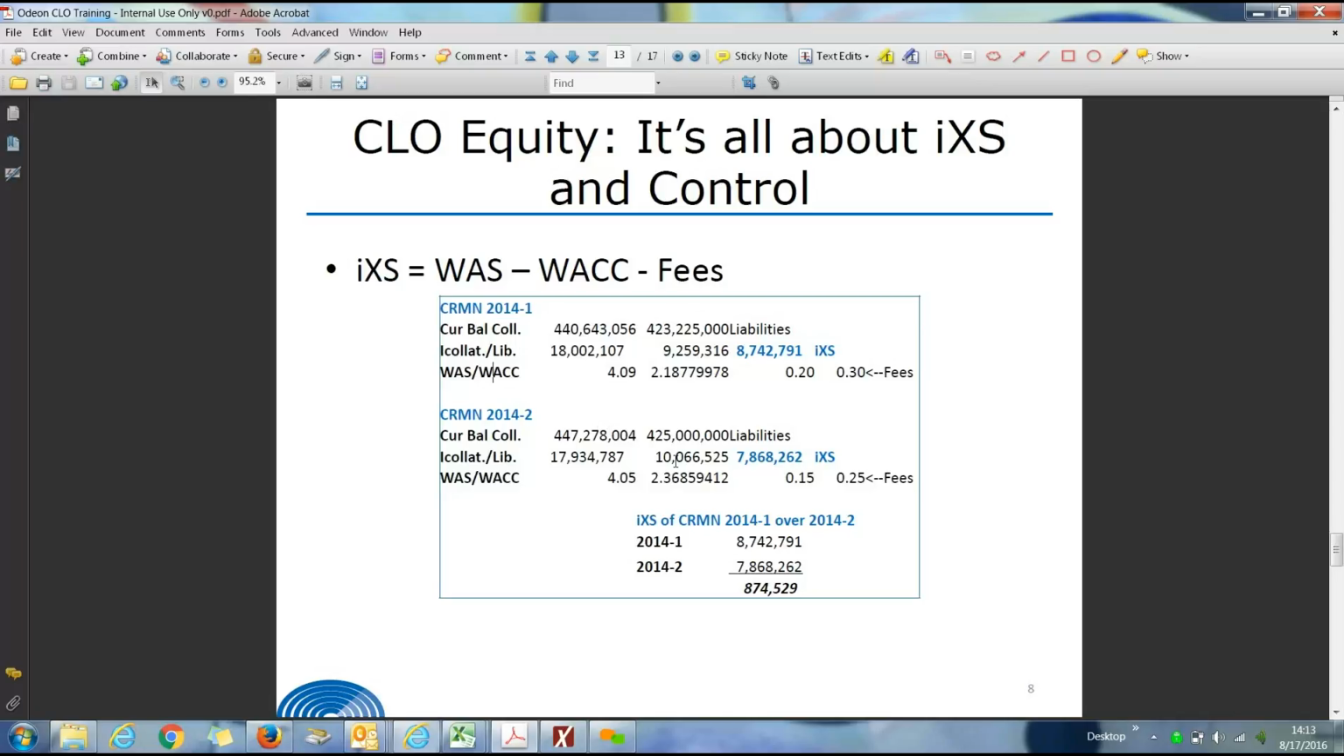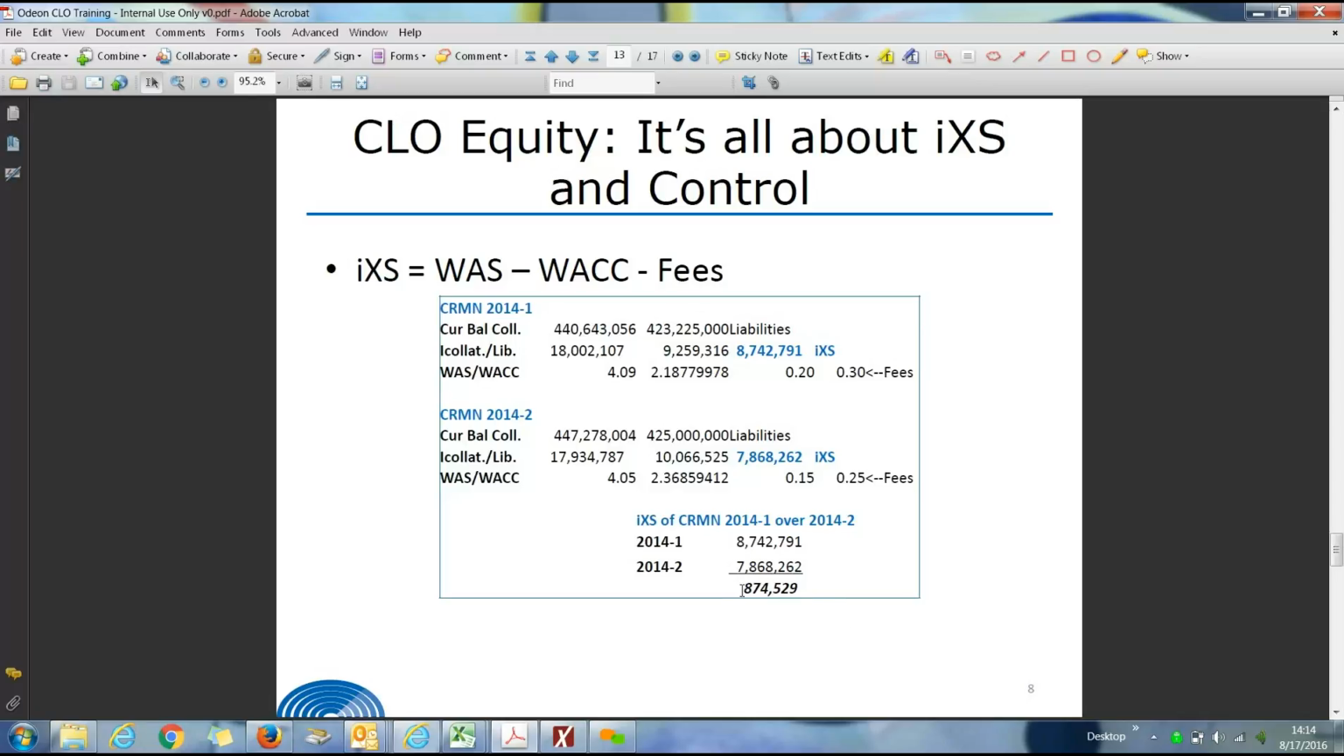Okay, so I looked at it, so 2014-2, okay, it turns out here's the IXS. This is the interest from the collateral. Like on this one was 17.9 million, and the interest paid out was 10. And on this one, it was 18 and 9. So IXS on the first one is 8.7 million, and on the second one it's 7.8 million.